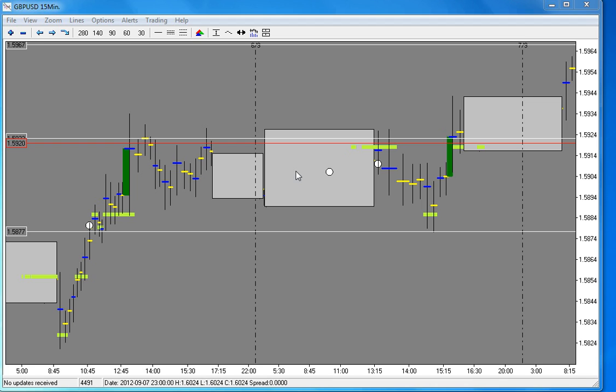This is another market maker method trade as taught by Martin at learningtotrade.com. This one was actually done on Friday. It was the British pound US dollar. So this is what we had from Thursday the 6th. I know that some people were in long here on this move as well, which was another trade.